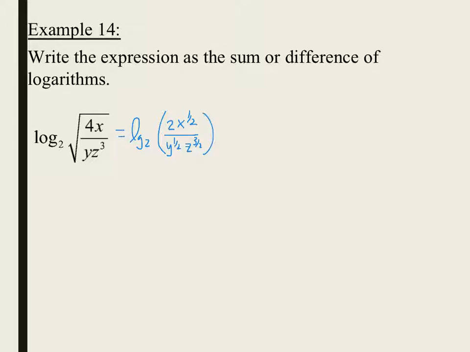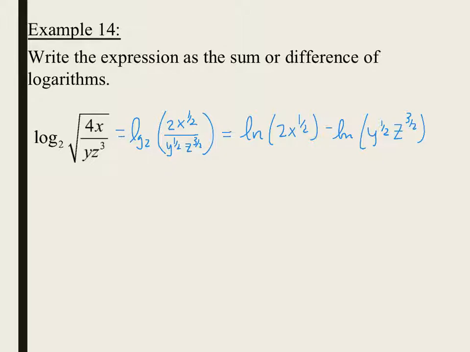The next step is to use the quotient rule. So now I have the logarithm of 2x to the 1/2 minus the natural log, obviously, of y to the 1/2 z to the 3/2.